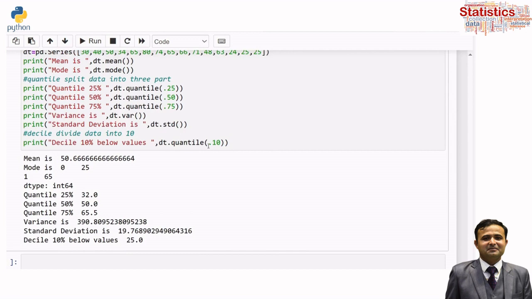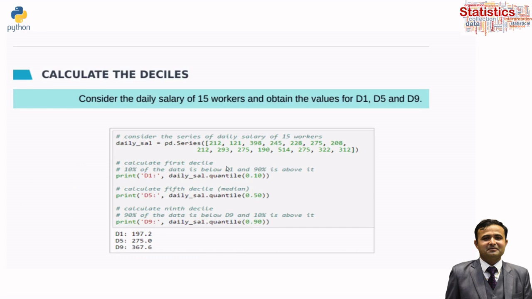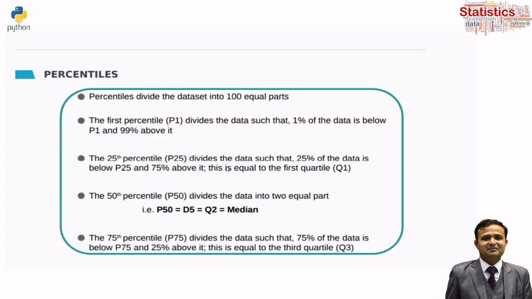So it is a decile. It depends on us how many values we want to split them into. Now percentile. Percentile divides the data into 100 equal parts. The first percentile P1 divides the data such that 1% of data is below P1, and 99% above.